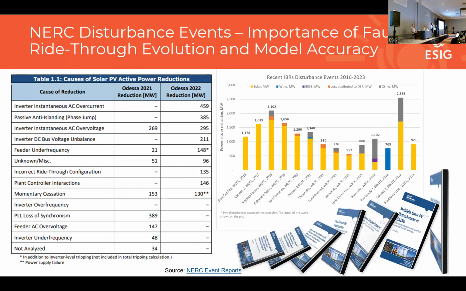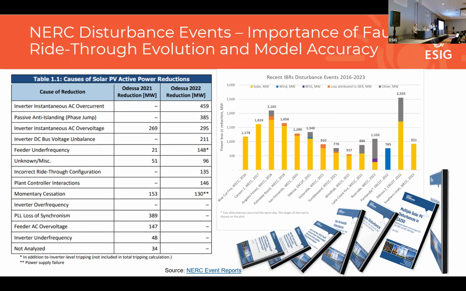So talking about disturbance events, what you see here in the bar chart is all the different disturbance events that were reported and analyzed by NERC, starting from 2016, and the last one that was reported in Utah in 2023. So it's continuing to happen.